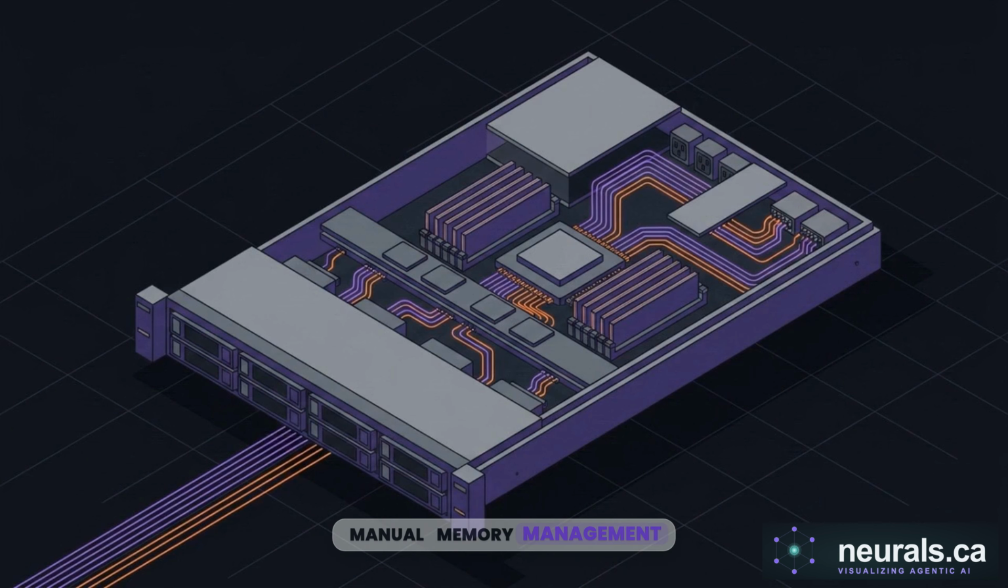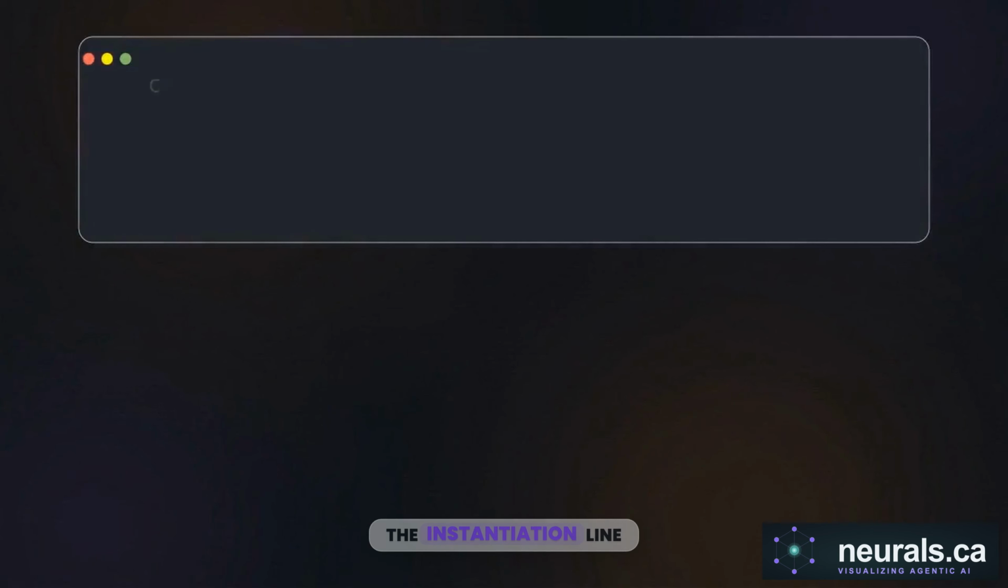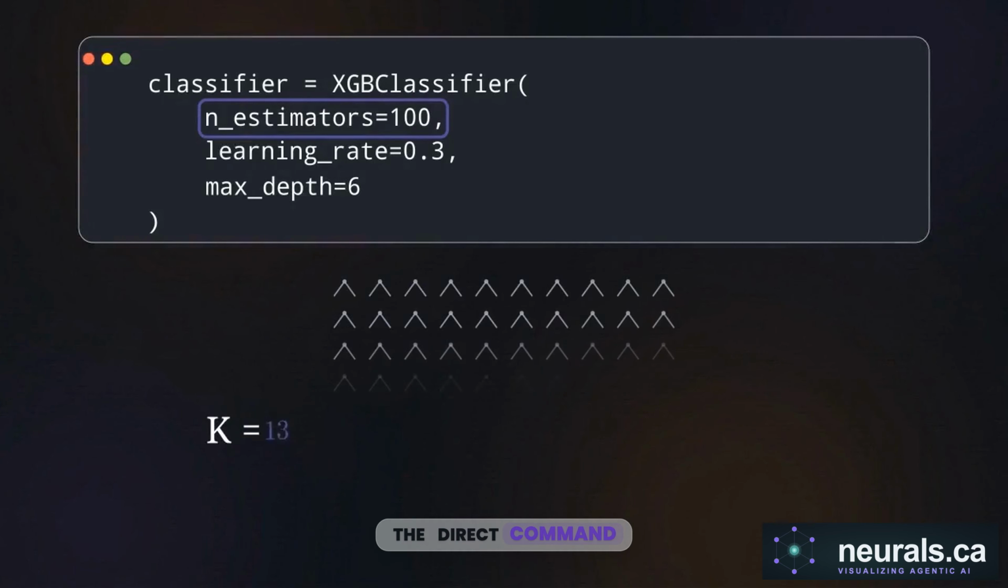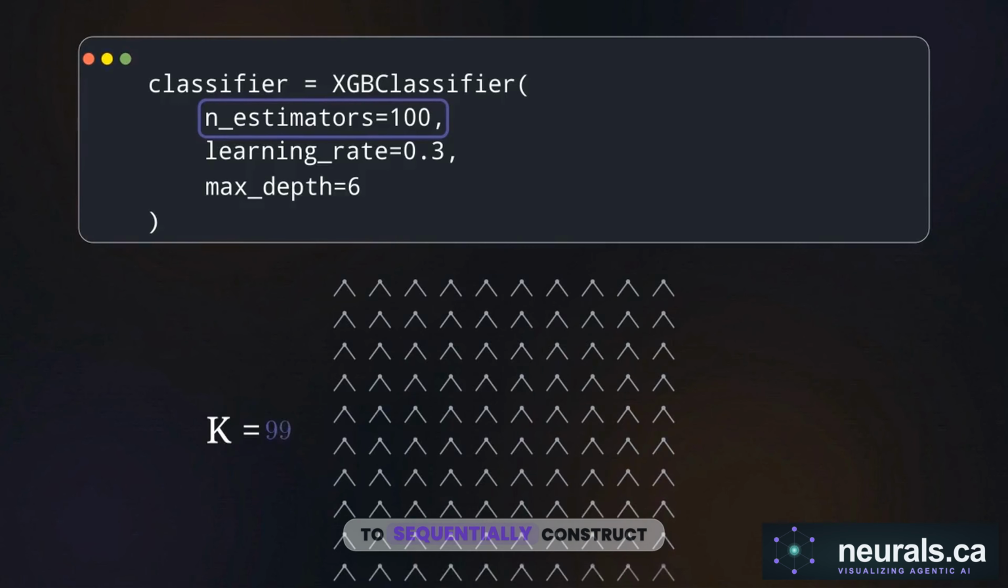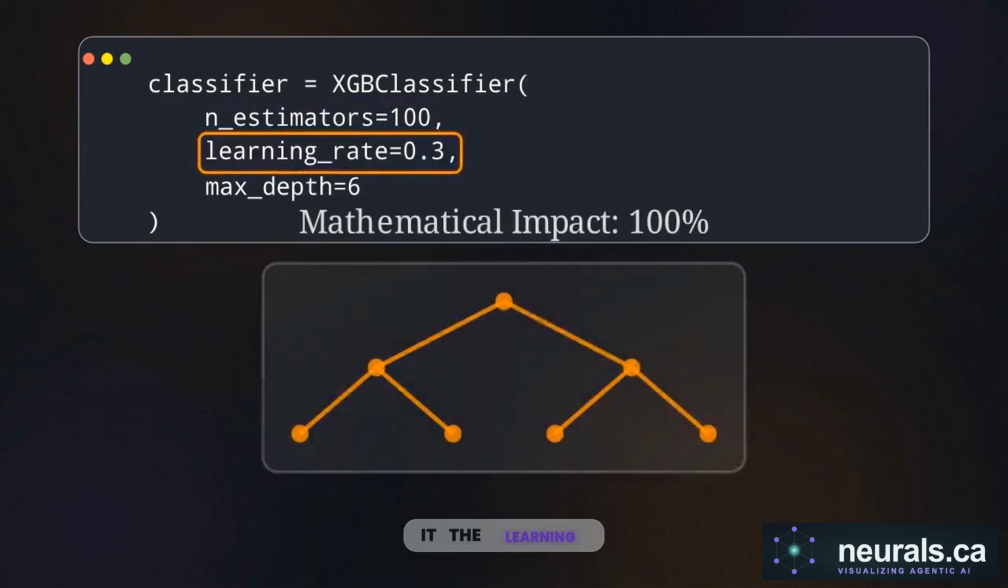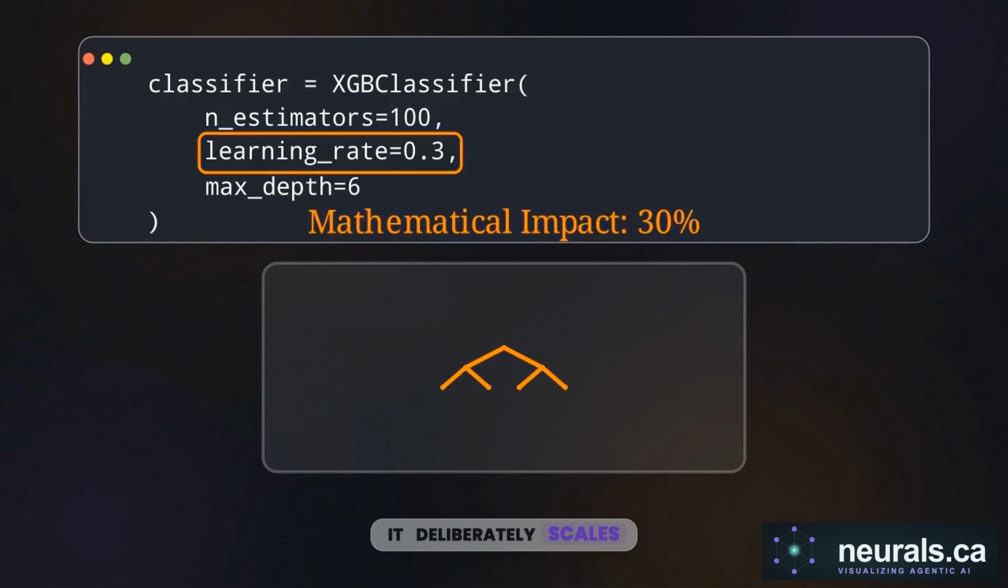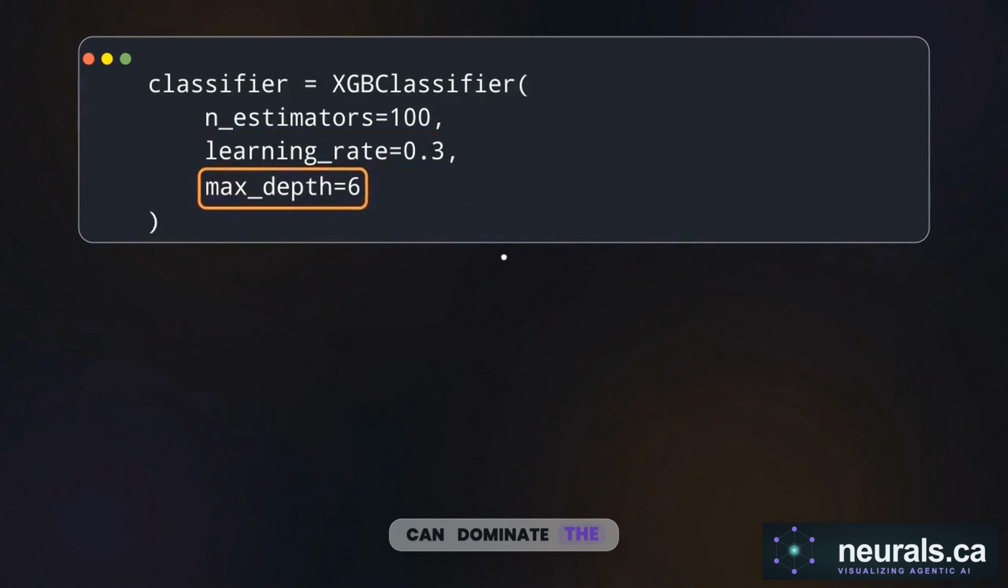manual memory management. Moving down to the instantiation line, n_estimators=100 literally represents our K variable. It is the direct command telling the engine to sequentially construct exactly 100 shallow trees. Next to it, the learning_rate=0.3 argument controls the shrinkage. It deliberately scales down the mathematical impact of each individual tree, ensuring no single iteration can dominate the ensemble.